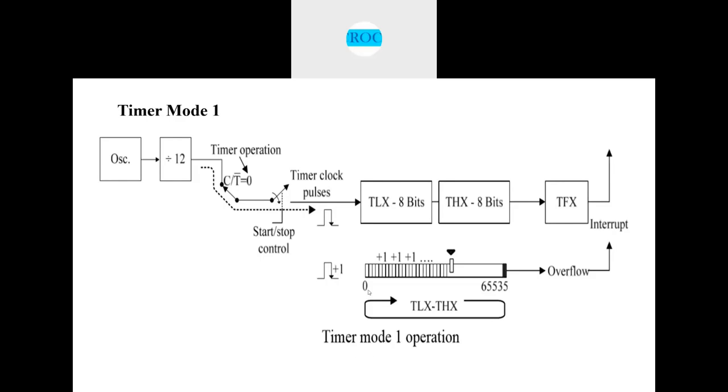As I said, the maximum machine cycles it can count is 65535, and whenever it reaches that, it will be reset to 0 again. And when it receives the clock pulse again, it will keep on incrementing. Everyone understood about mode 1 of timer operation?